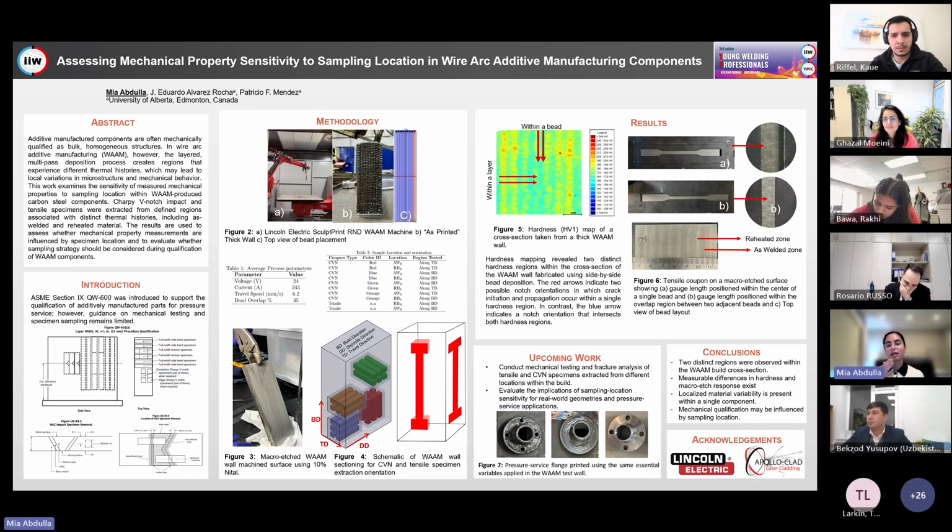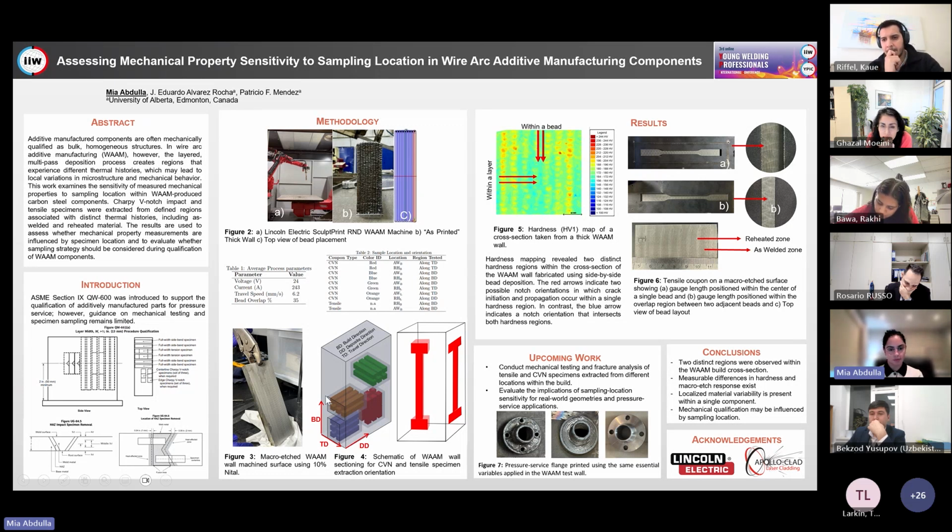After the wall got sliced into about 6 sections, 5 of those went for tensile and bend testing, or is in the process of being cut for tensile and bend testing, and the other section went in for Charpy V-notch testing. So we machined all of the 6 components, and then we macro etched it using 10% nital.